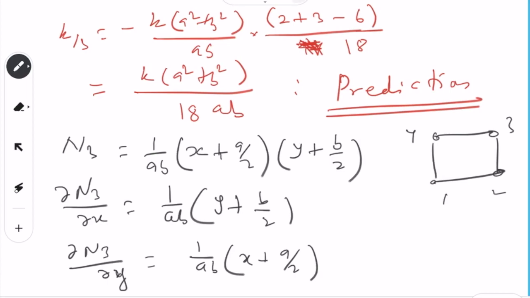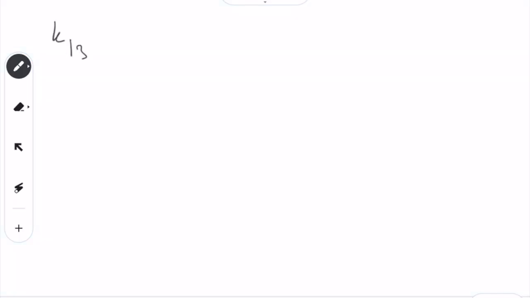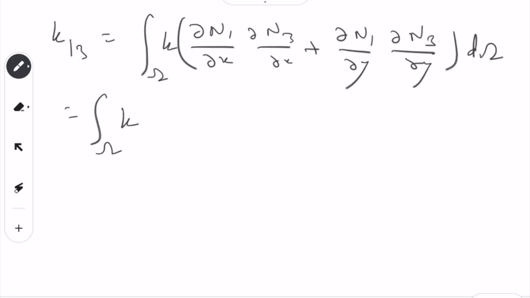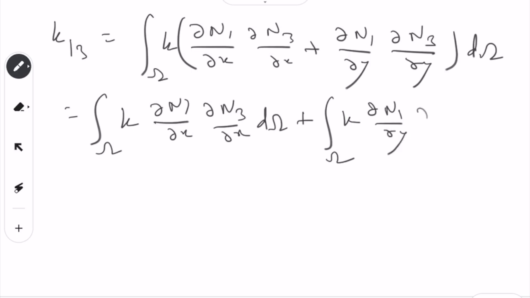Now we can write K13. So K13 is equal to, we write like this, right? It's equal to the integral of K times del N1 over del x, del N3 over del x, plus del N1 over del y, del N3 over del y, d omega. So we can write K del N1 over del x, del N3 over del x d omega plus the integral of K del N1 over del y del N3 over del y d omega.